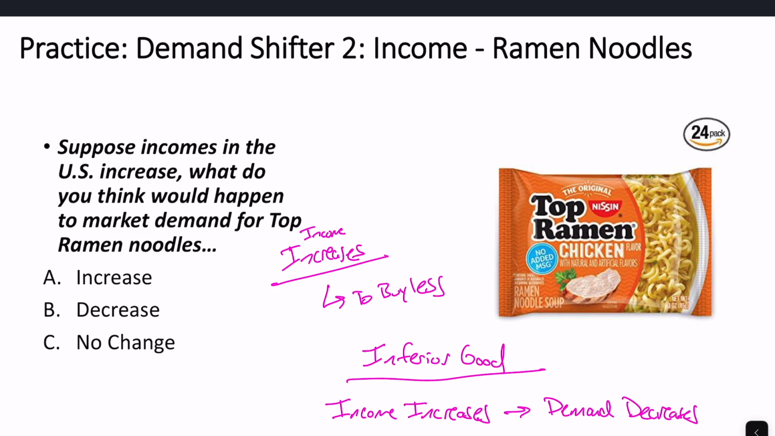All right. So income can work in either direction. It just depends, right? And so if it's an inferior good, income goes up and you want to buy less. If it's a normal good, income goes up and you want to buy more. And so you just have to keep that in mind when you're answering exam questions about this particular shifter.